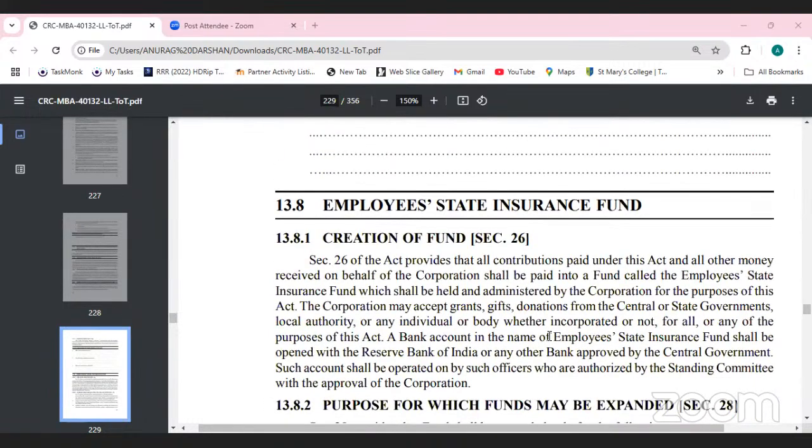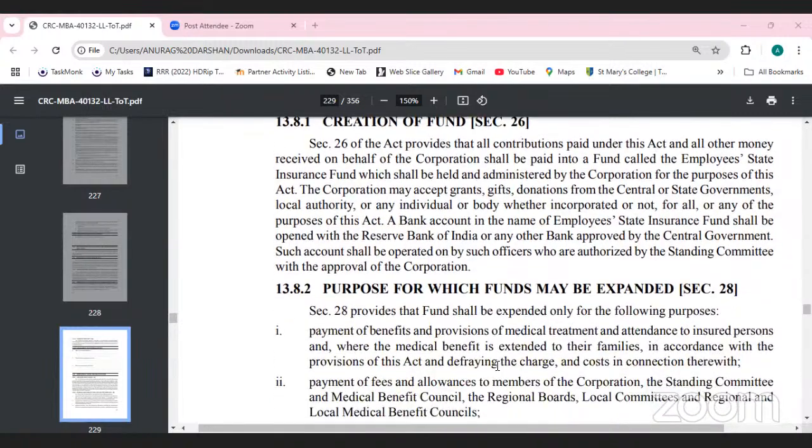Now, coming to the creation of the Employees State Insurance Fund, how is it created? Section 26 of the Act provides that all the contributions paid under this Act and all other money received on behalf of the corporation shall be paid into a fund, which is called the Employees State Insurance Fund. And this shall be held and administered by the corporation for the purposes of this particular Act.